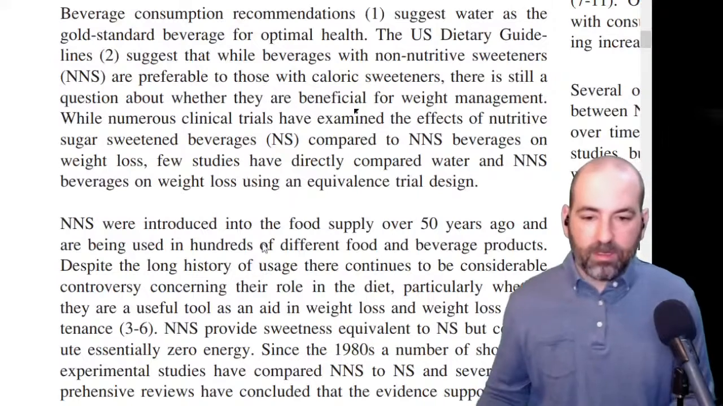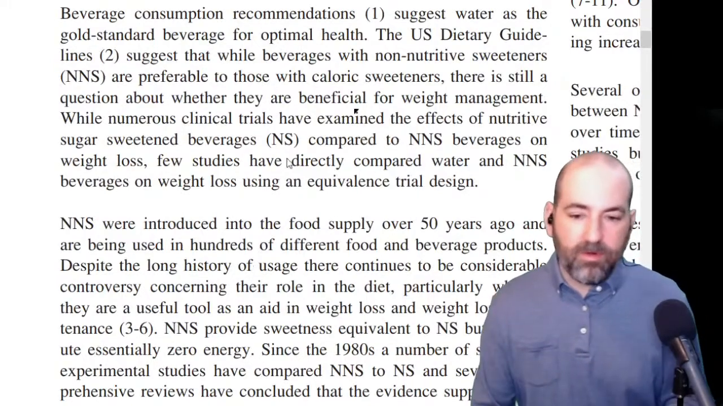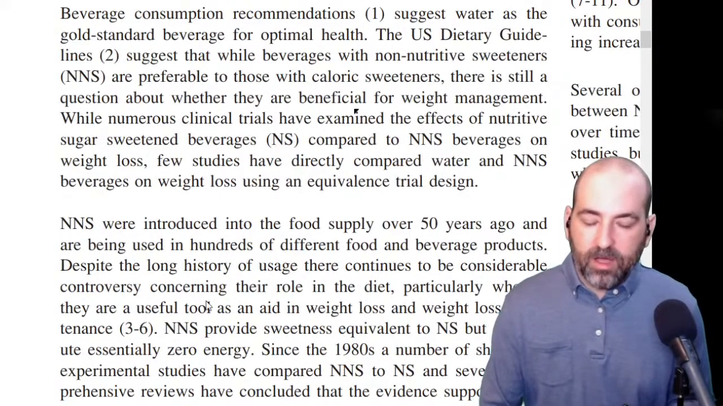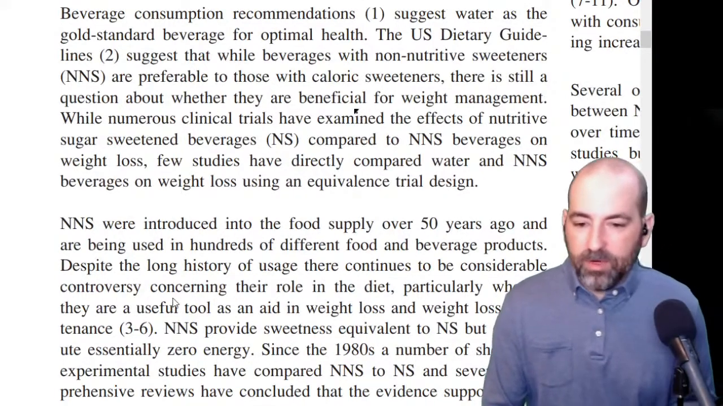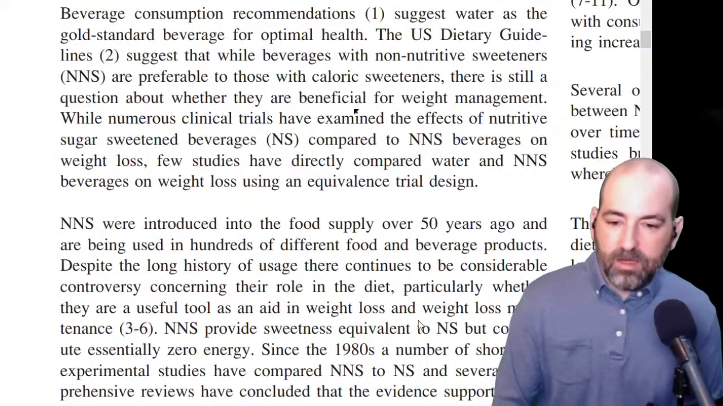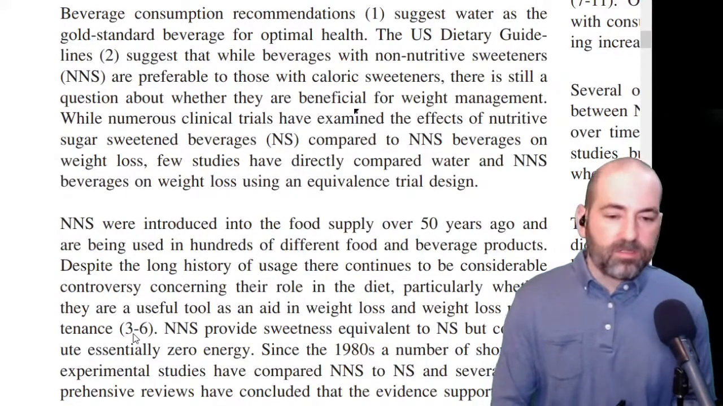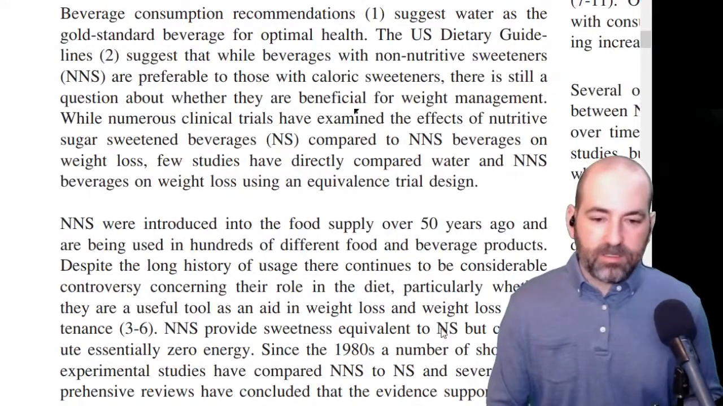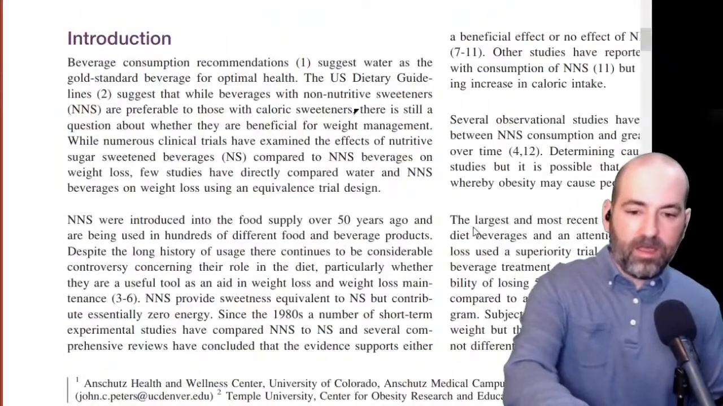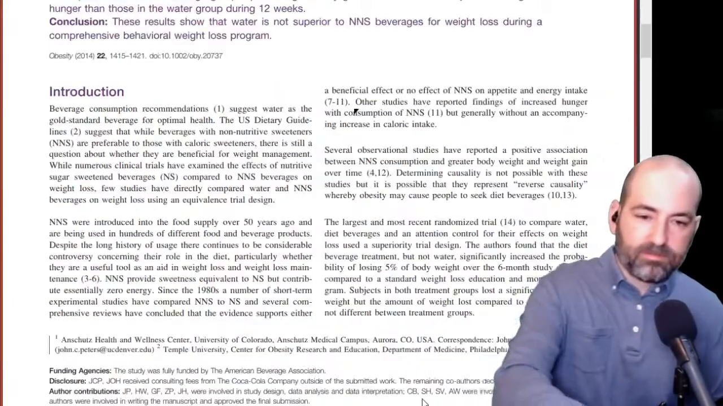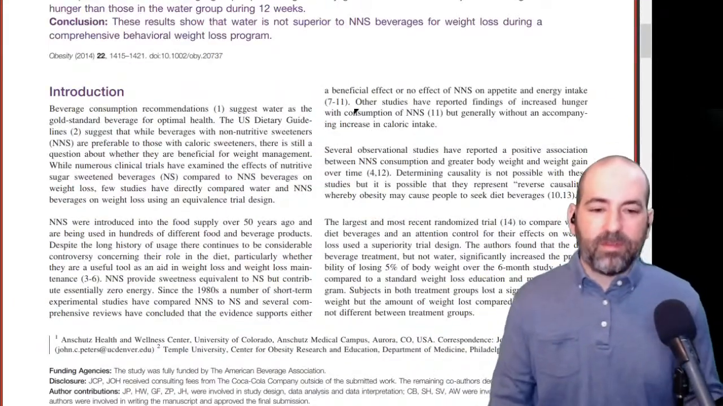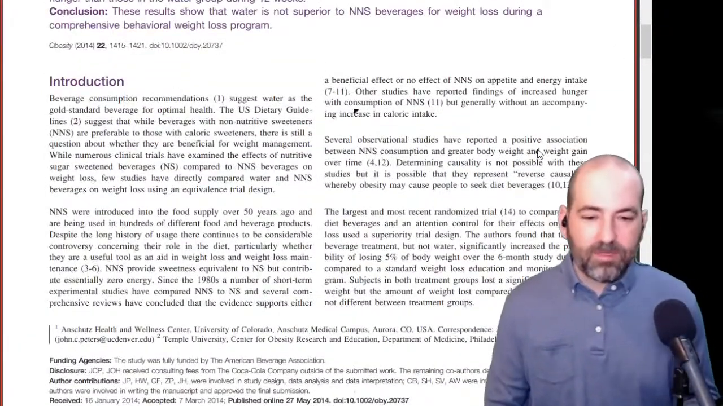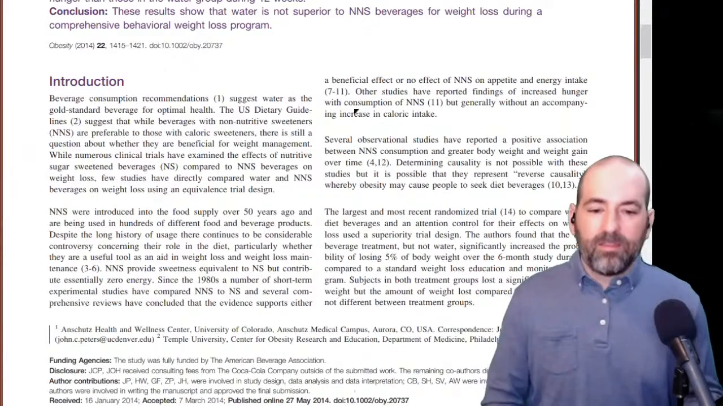you have to have supporting data, just like when you write a research paper for a class. So, for example, "despite the long history of usage, there continues to be considerable controversy concerning their role in the diet, particularly whether they are a useful tool and an aid in weight loss and weight loss maintenance, 3 through 6." So here are 4 different papers that all speak to those couple of sentences. Ideally anyway. Sometimes there's a little nonsense going on in there with people citing their own work so that they get better numbers of how many times their papers have been cited. But ideally, those speak to that.